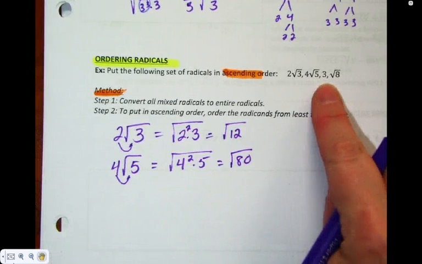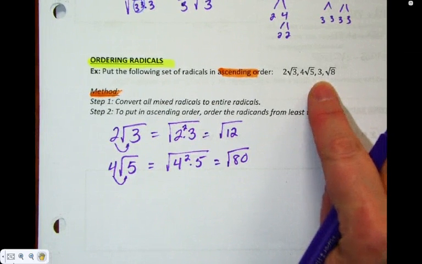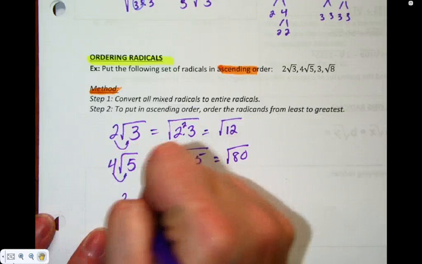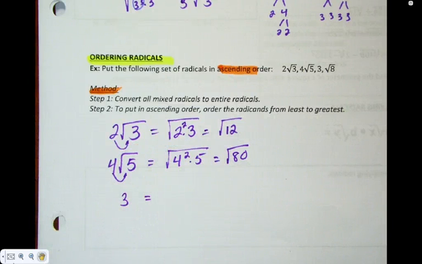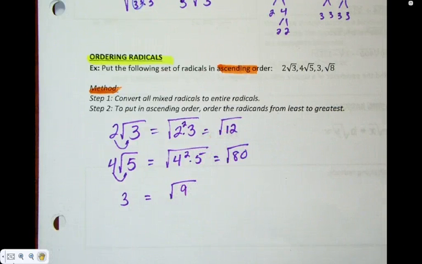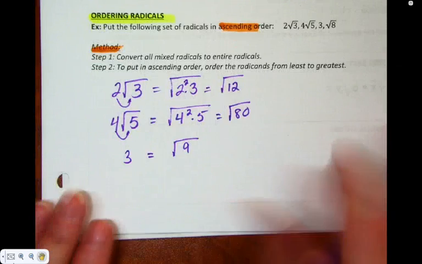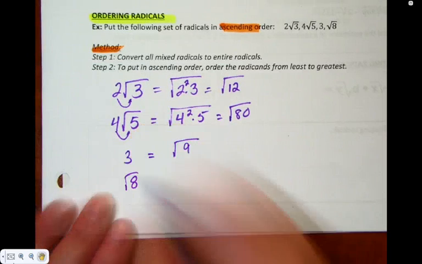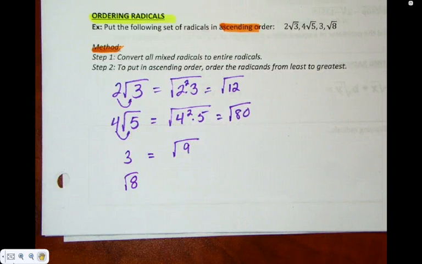Now be really careful here. This is 3, not 3 root 8. The next one is just 3. And so I'm going to change it to a radical. Well, what is 3 as a square root? Square root of what equals 3? It's 9, and that's just because I put it underneath, give it a square, and evaluate it, which equals 9. And the very last one is just root 8, so it's already simplified. We don't need to touch it.